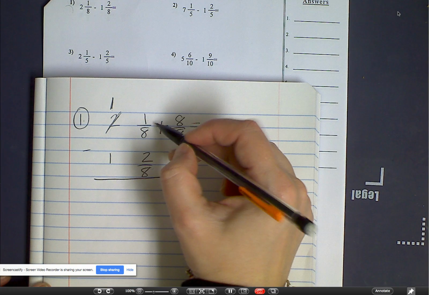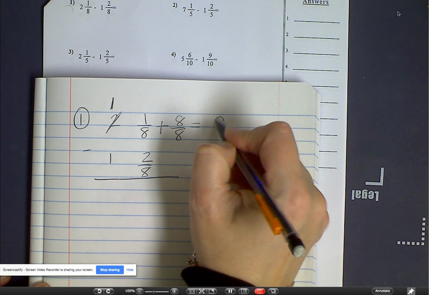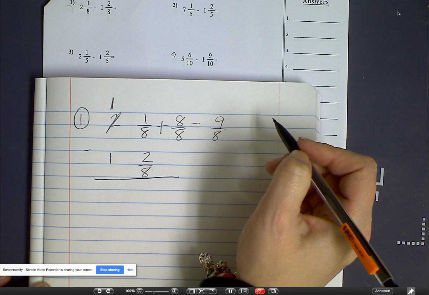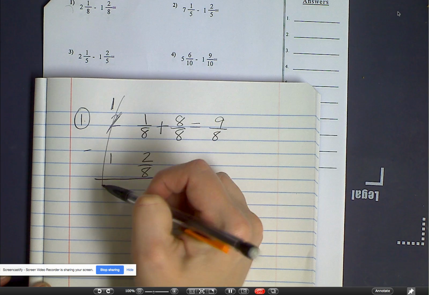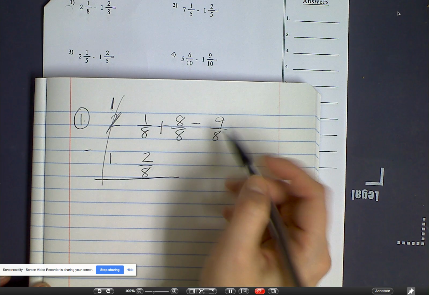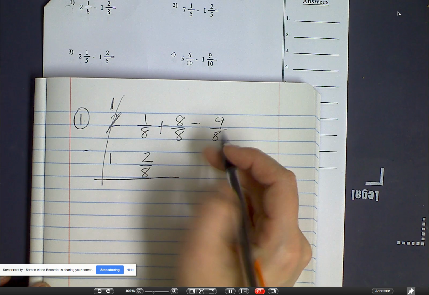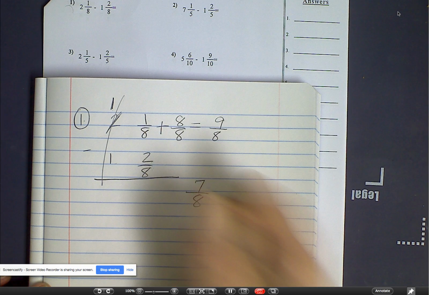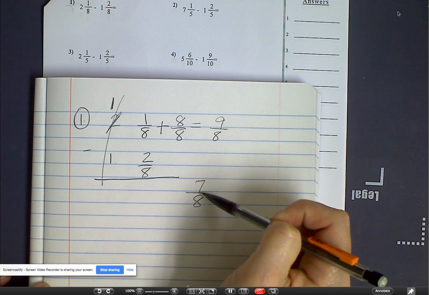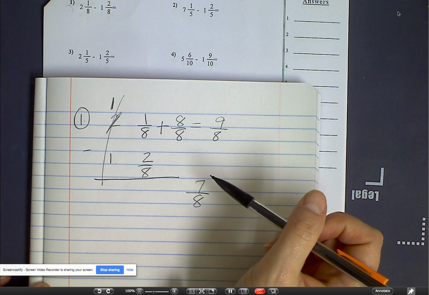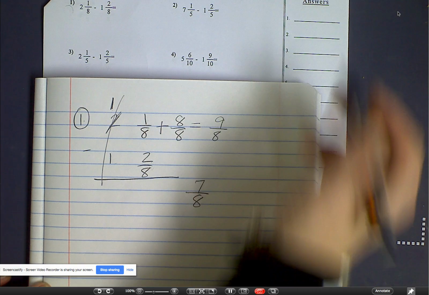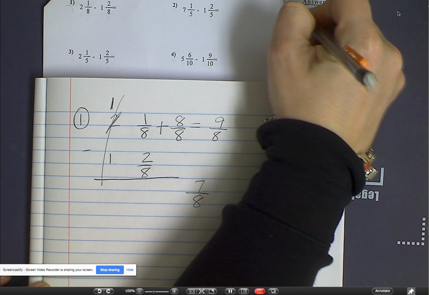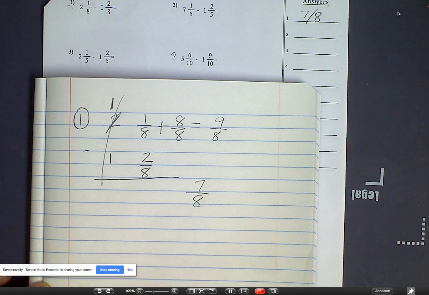Now I have 1 plus 8 is 9, and then I keep my denominator. This is going to cancel out. 1 minus 1 is 0. So now I have 9 minus 2, which is 7/8. Since 7 and 8 are right next to each other on the number line, you're done. You don't have to put it in the ladder because it's already in its simplest form. So the answer to number 1 is 7/8.